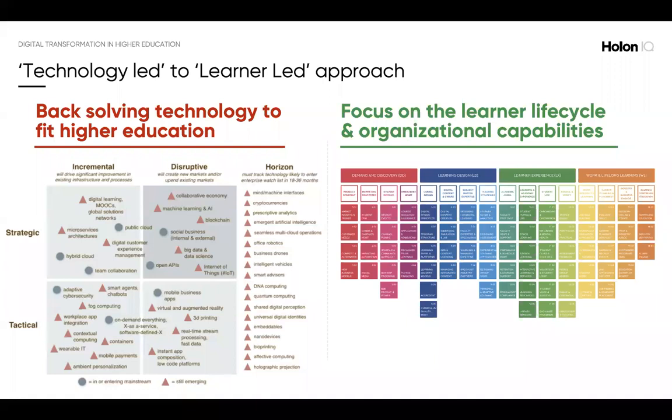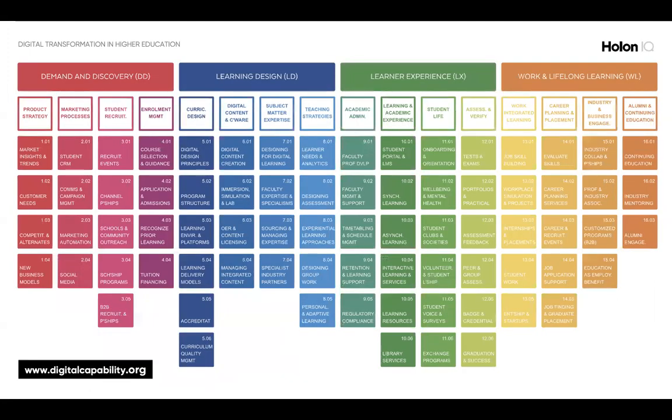The framework was created to move on from what has traditionally been a technology-led approach to higher education and digital transformation, to move towards a more learner-led approach. So rather than looking to back solve the various technologies available to fit higher education contexts, the framework focuses on the learner life cycle and the organizational capabilities that a university might need to excel in any of the different areas of the student life cycle digitally.